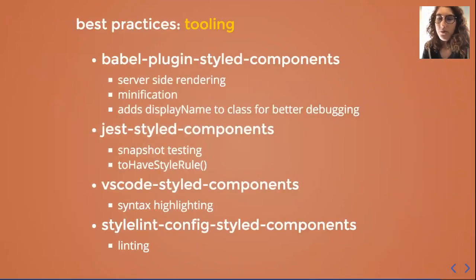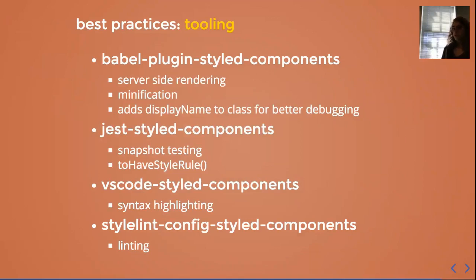Okay, so tooling. Since this library started to gain popularity, there have been a lot of really great tools around it, and I just wanted to highlight four that I've used regularly. If you're using this in your project, you probably know about all this, but first, there's a Babel plugin, and it adds support for server-side rendering, minification, and gives you a much better debugging experience by attaching the component name to the randomly generated class name. That way, when you are in DevTools, you can see what component was rendered. Next is Jest styled components, which allow better snapshot testing.